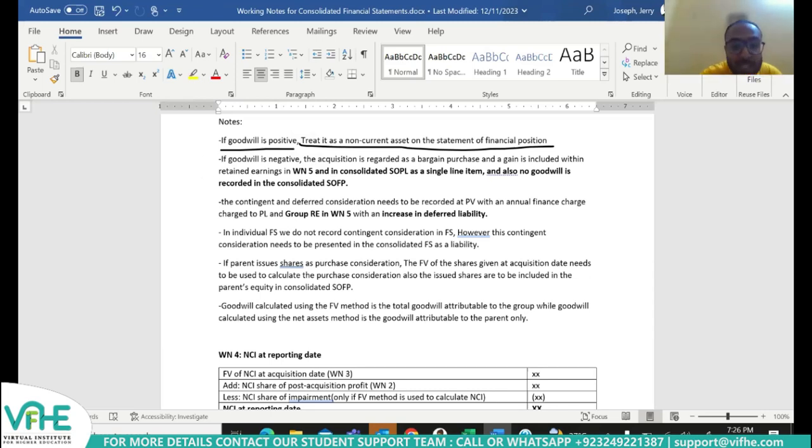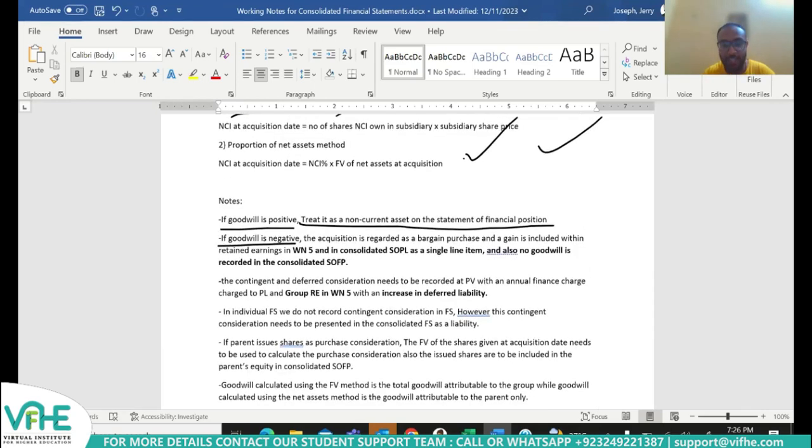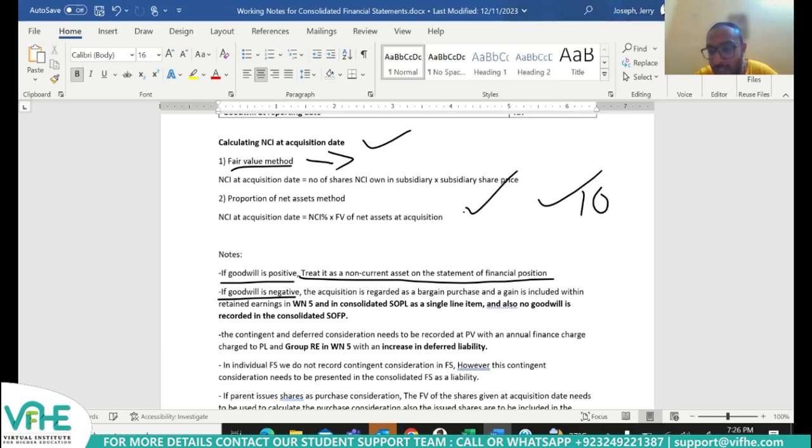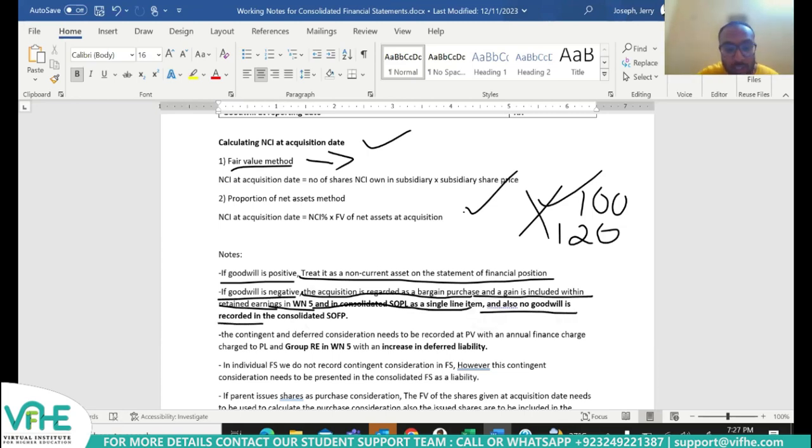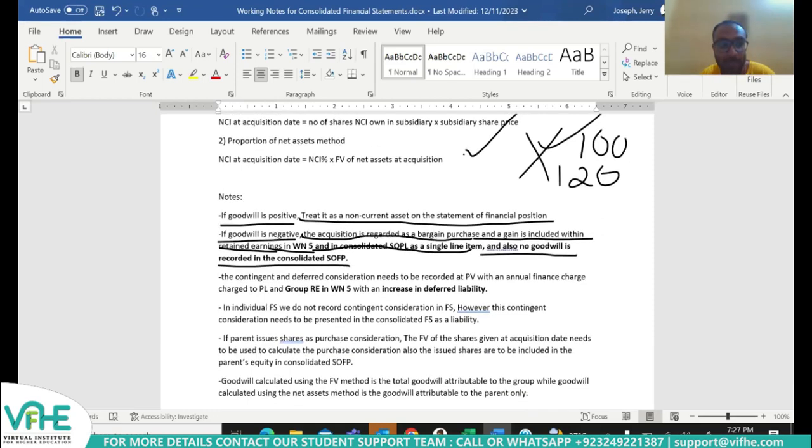However, if goodwill is negative, what do I mean by negative? Let me tell you. Suppose I am paying 100 rupees for the subsidiary, but I am getting 120 rupees of assets from it. Oh, great. So there is no goodwill here, because I am paying less for the assets. Here, there is a bargain purchase. I am purchasing it as a bargain. So there is no goodwill. So if goodwill is negative, the acquisition is regarded as a bargain purchase, and the gain is included within retained earnings in working note number 5. Working note number 5 we will discuss later. And it is shown in the consolidated SOPL as a single line item, and also no goodwill is recorded in the consolidated SOFP. Hope that makes sense for you.